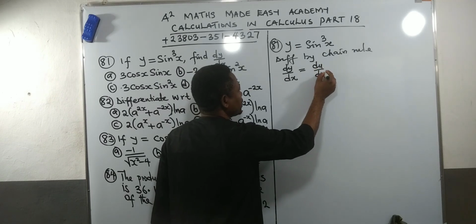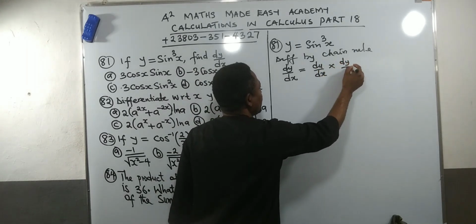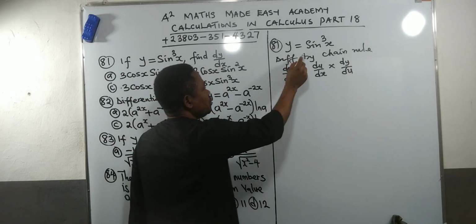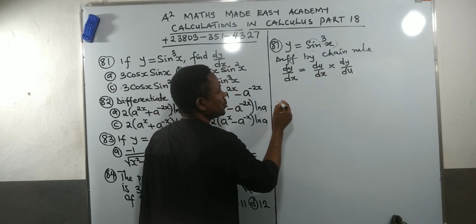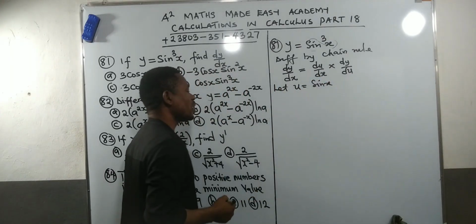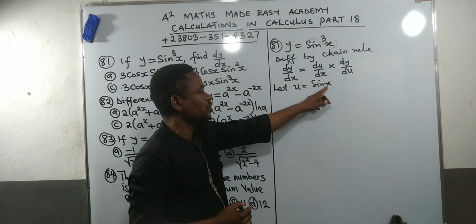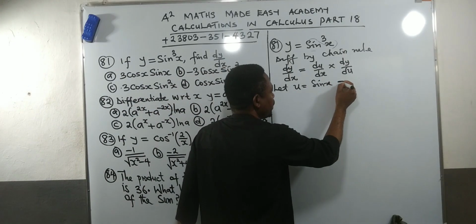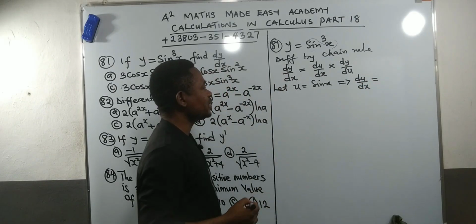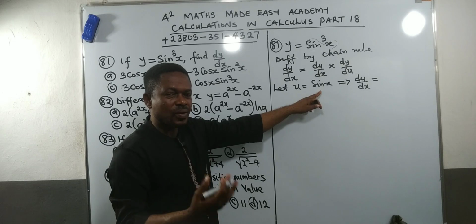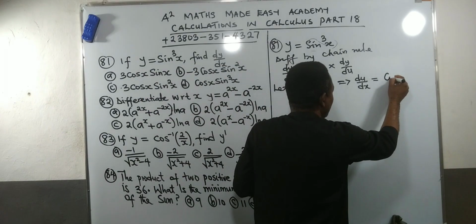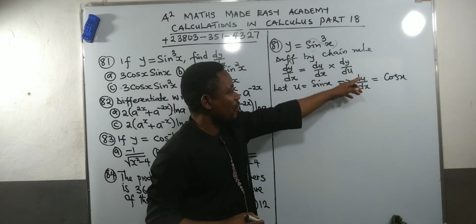Now watch this. The basis of it all is that you should consider the base as u. I will say let u be sine x. So what we are differentiating now is u with respect to x. If you differentiate u with respect to x, you get du/dx first. To the right, differentiate sine x. The rule is that each time you differentiate sine x, the answer is cos x. So from that, we have gotten du/dx, which is cos x.